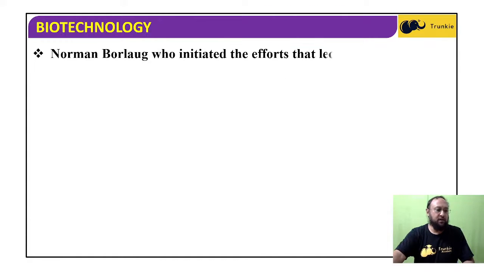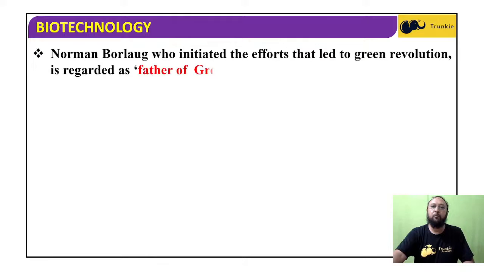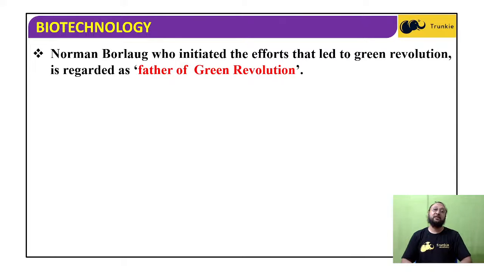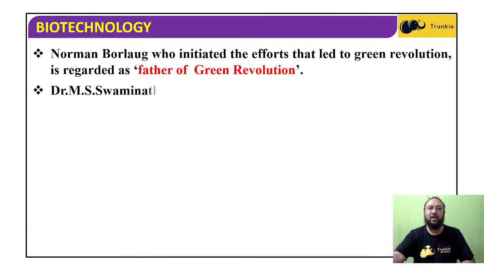Now Norman Borlaug initiated the efforts that led to Green Revolution, because he is the main person who was involved in this Green Revolution. His efforts were very substantial and very much appreciated, and that is the reason he is regarded as the father of Green Revolution. Because of him only there was, okay.